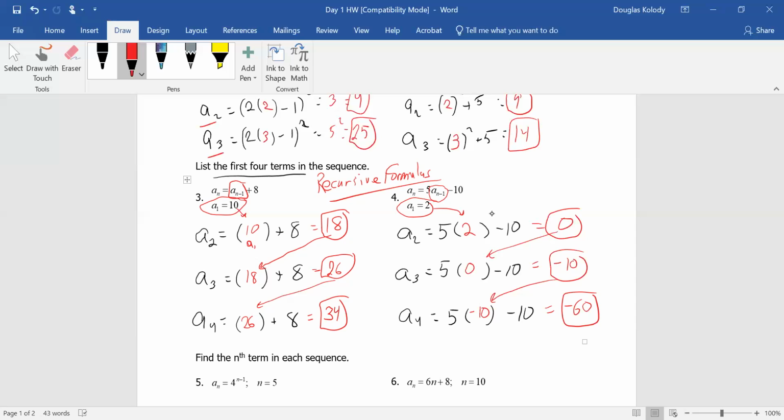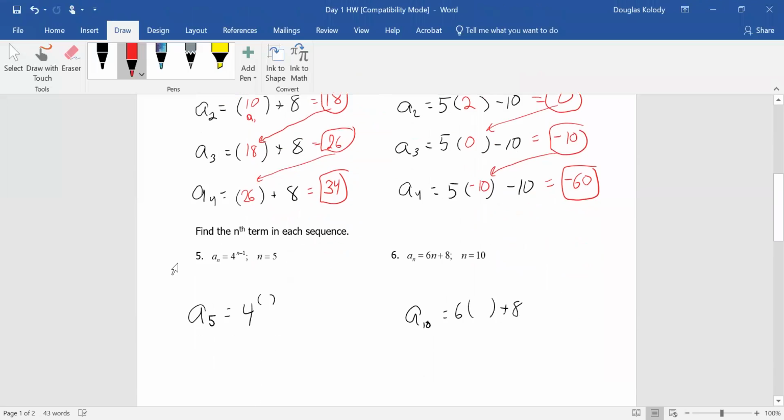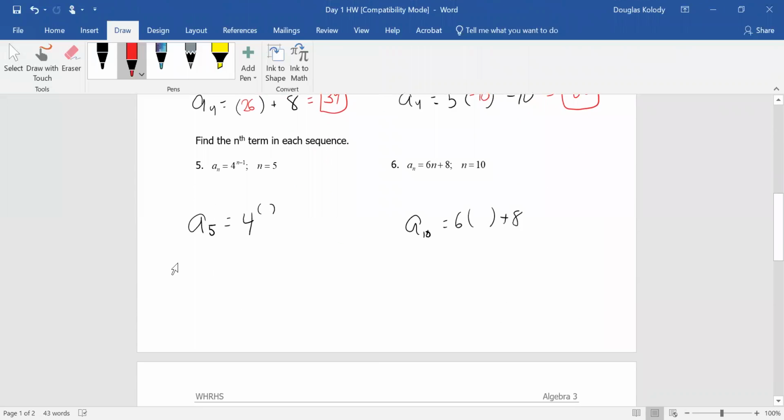Done with numbers 3 and 4. That is how recursive formulas work. Okay, are they necessarily efficient? Not necessarily, because you have to find every previous term to find the next. That's how recursive formulas build on themselves.